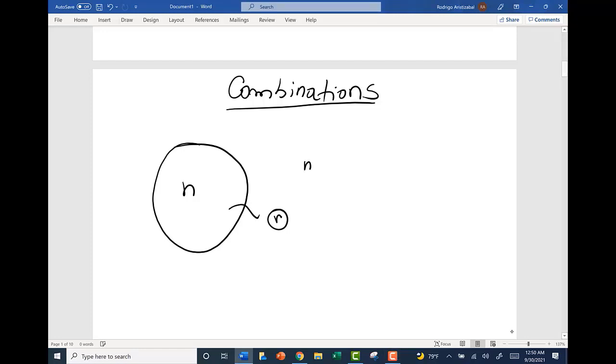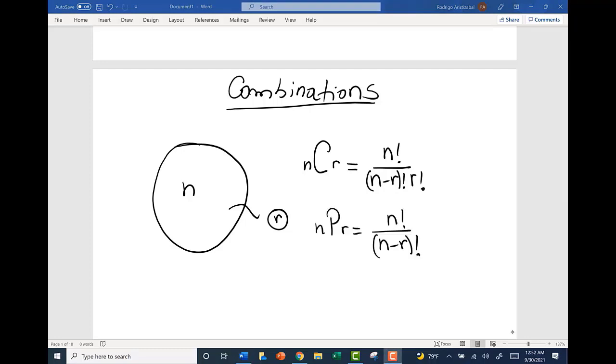From n items we are going to select r items, but order doesn't matter. And the formula is similar to the permutation: n factorial divided by n minus r factorial times r factorial. The formula for permutation is given by n factorial divided by n minus r factorial. You can observe that the combination formula includes the permutation formula.